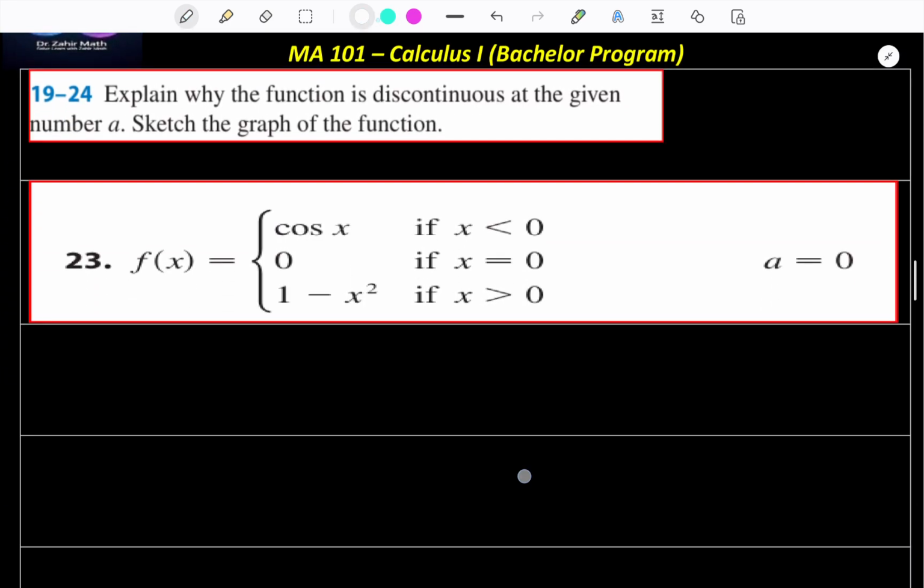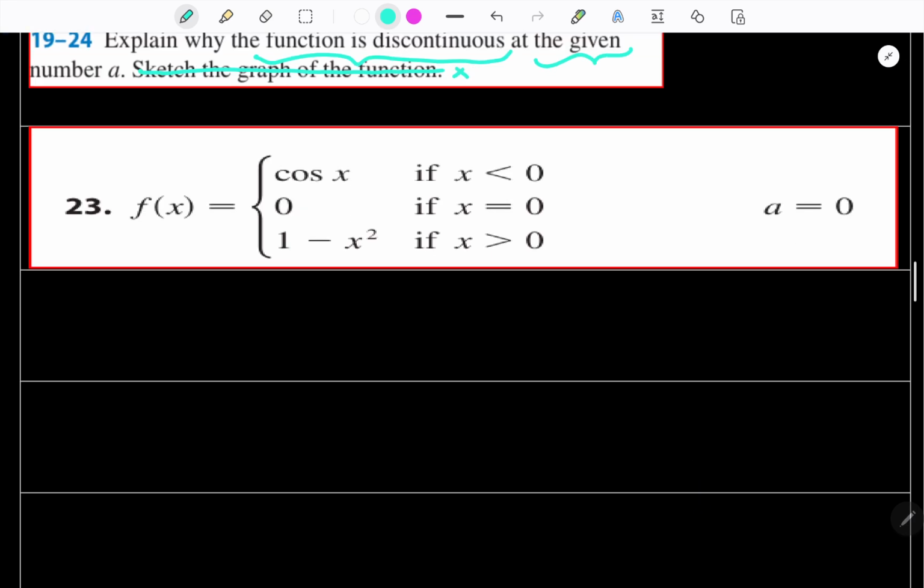Again, explain why the function is discontinuous at the given point. Sketch the graph is not included, please cut it. We are not going to sketch. Okay, look at the question here. So far, you got only one function defined in one interval. But here if you see, there are 3 intervals. Here 1, 2, 3. 3 intervals are there.